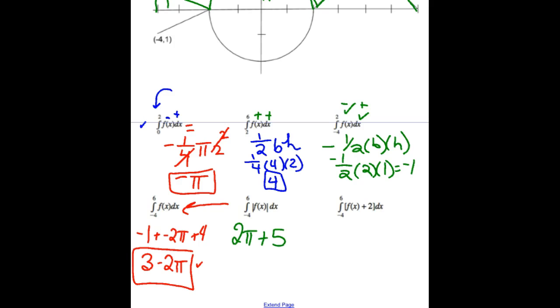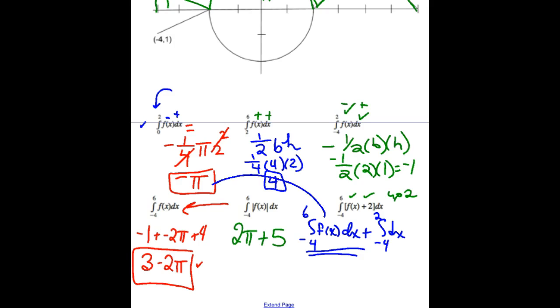The last one. I'm adding a constant on to f of x. Really what that does graphically is it moves the entire graph up 2. And let's see what effect that has on the area. We have a property that says that for addition you're allowed to split it up. So I'm going to do the integral of f of x dx, and then I'm going to do just 2. This one I already did right over here, and it was 3 minus 2 pi.